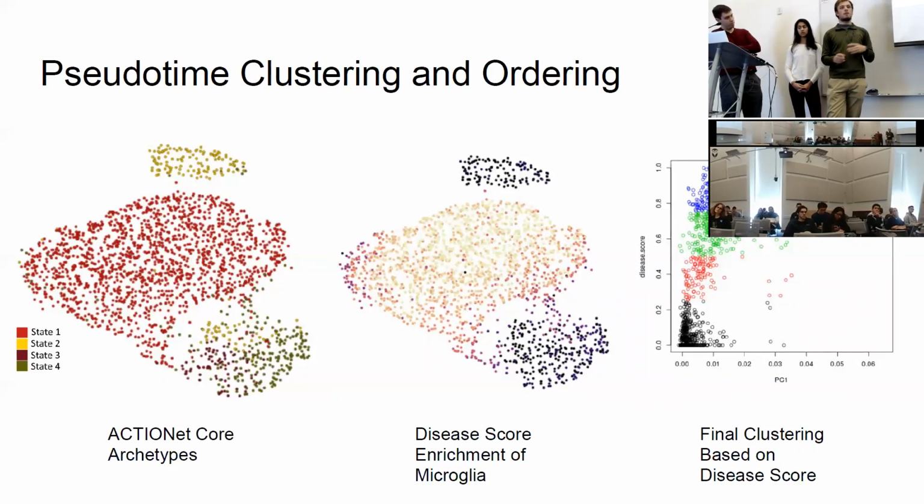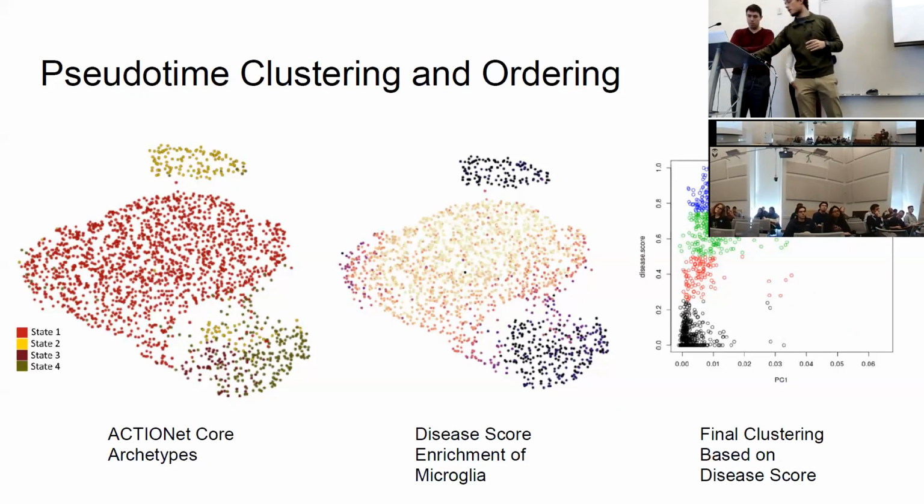We used a couple different approaches to try to cluster these cells. On the left, ActionNet has a function which can actually assign cells to a state. So that was what this clustering here was. And this approach ordered the cells, but there were some contradictions in what we looked at. When you actually looked at the shape and the layout of the cells, there wasn't a clear ordering from these cell states. So we ultimately used this disease score to cluster and order our cells.